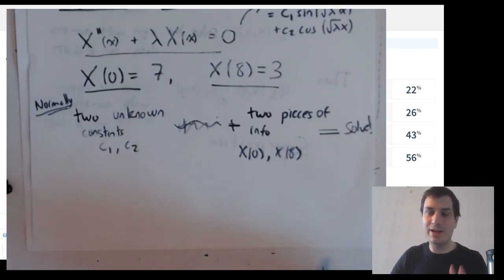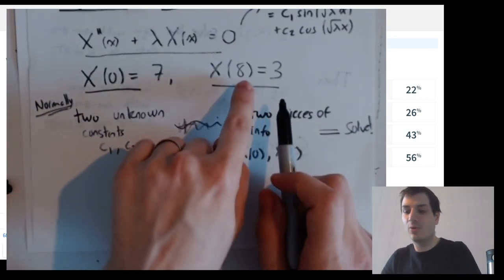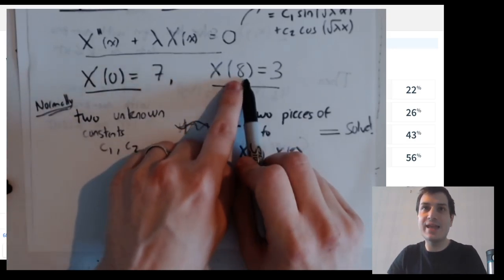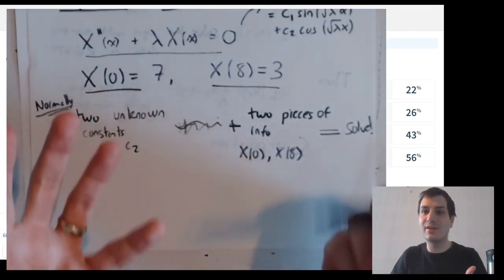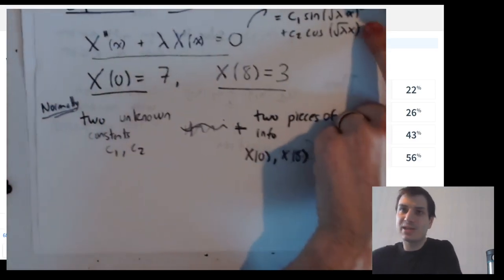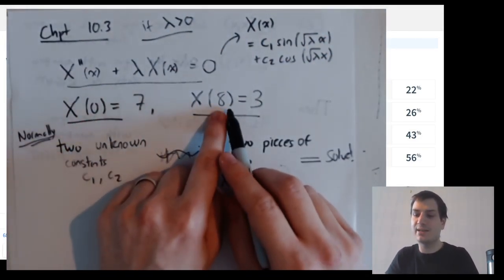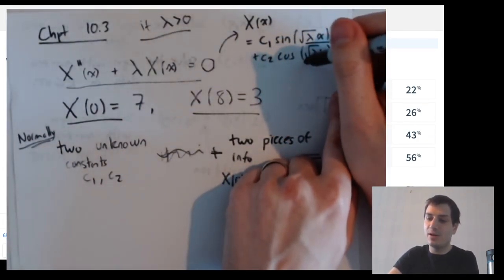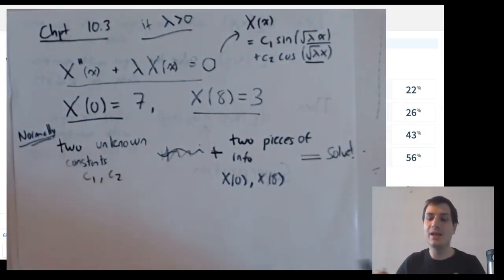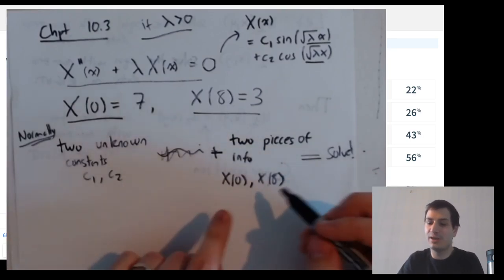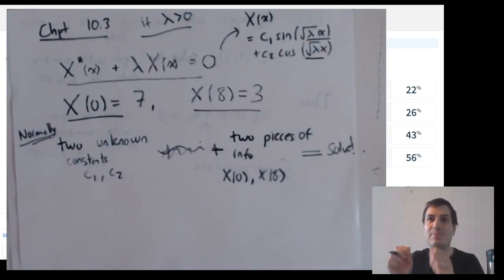But there is a wrinkle that can happen, and that is, what happens if x of 8 and x of 0 are actually giving the same thing? That can happen because we're looking at periodic functions. When you plug in x equals 0 and x equals 8, if that's an even number of periods apart, then you don't actually have two pieces of information. Then x of 0 and x of 8 represent the same piece of information.